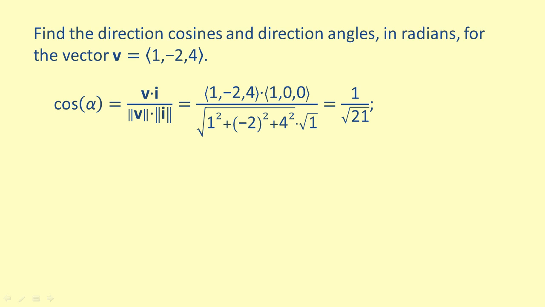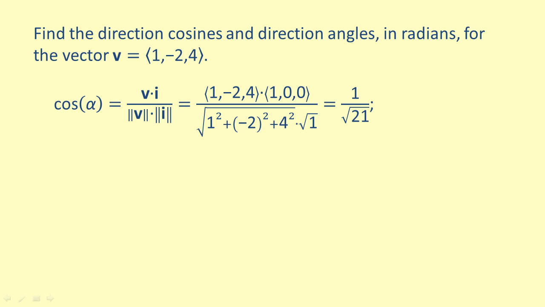We'll find the direction cosine for the angle alpha that the vector v makes with the x-axis first. We do this by finding the dot product of v with i, and dividing that result by the product of the magnitudes of v and of i. This means we are finding the dot product of the vector 1, negative 2, 4 with the vector 1, 0, 0, and then dividing by the product of the square root of the sum of 1 squared, the quantity negative 2 squared, and 4 squared, and the square root of 1.